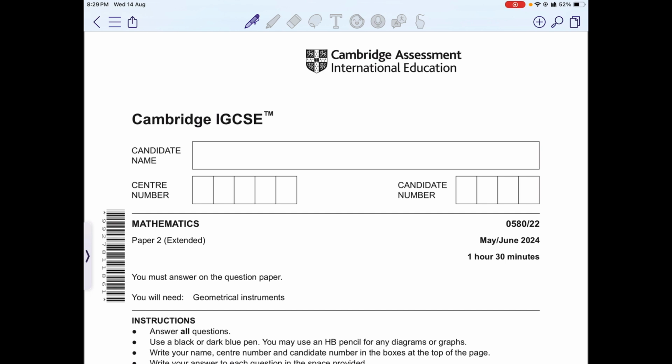Today we are looking at 0580 paper 2 variant 2 from May June 2024, which was the paper that I had attempted, and you guys have seen my results in the previous video. So this is the newest paper from 0580, and today we're going to have a look at it.